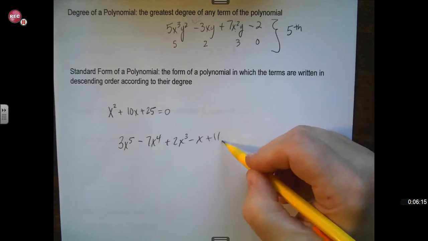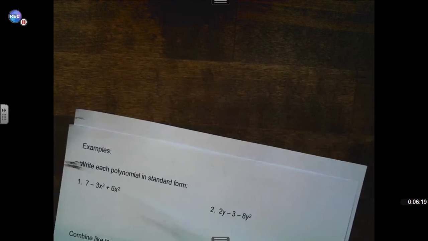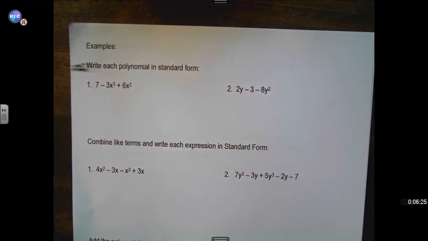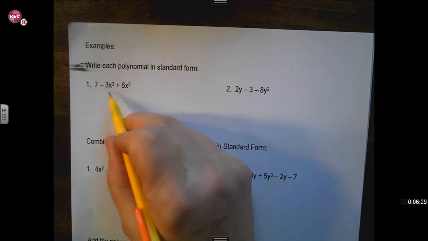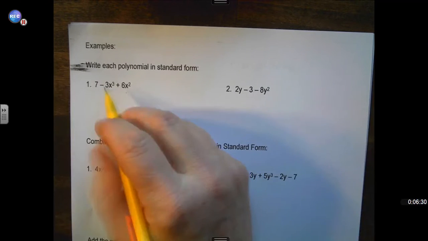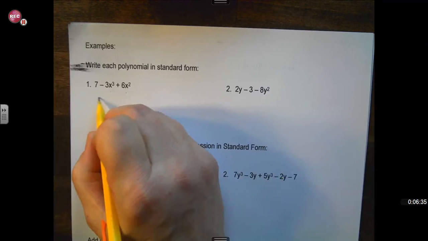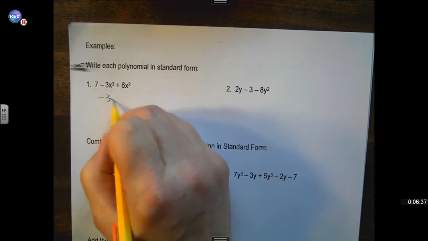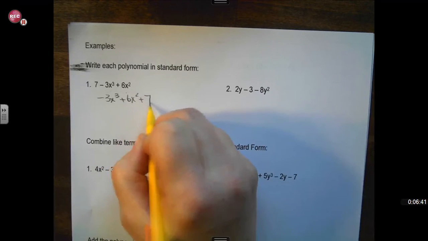0, forgot 0, sorry. Okay. So again, some of your homework will be just, hey, write this polynomial in standard form. So for this polynomial, the cubed term would come first, and that negative belongs to the 3. So to put this in standard form, we would put negative 3x cubed plus 6x squared plus 7.